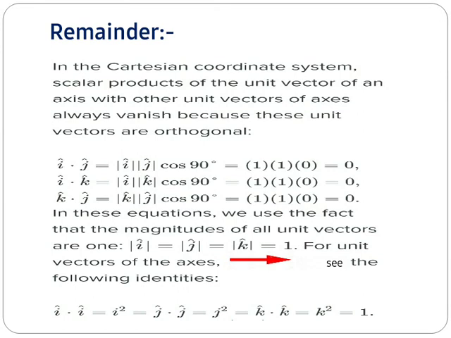For unit vectors of the axis, see the following identities. Here, similar two unit vectors are taken for this operation. Thus, the angle between these two unit vectors will be equal to 0.